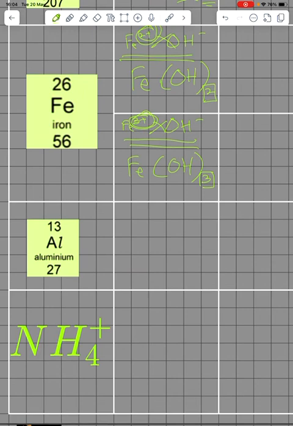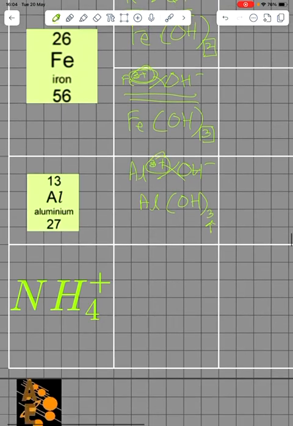And of course, aluminum is what? Aluminum is 3 plus, with hydroxide OH negative. You crisscross here, and when you cross over, you have Al(OH)3, because aluminum is 3 plus. Aluminum is in group 13 in your periodic table.